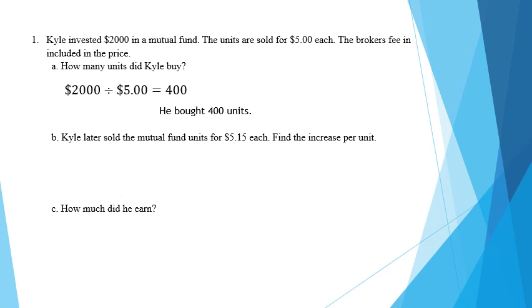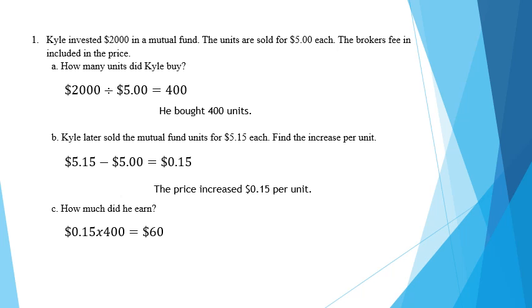Later, he sold the mutual funds for $5.15 each, so they earn money very similar to stocks and shares. So find the increase per unit. So how much money did he make for each unit? And we can do some subtraction and see that he made 15 cents per unit. But since he bought 400 units, which we've got in A, how much did he earn? We just multiply 15 cents per unit by 400 units, and we can see that he earned $60.